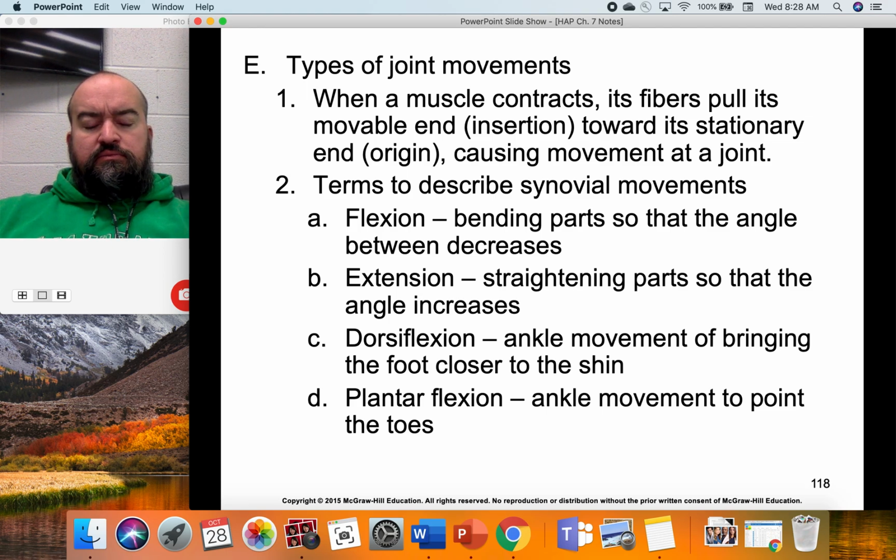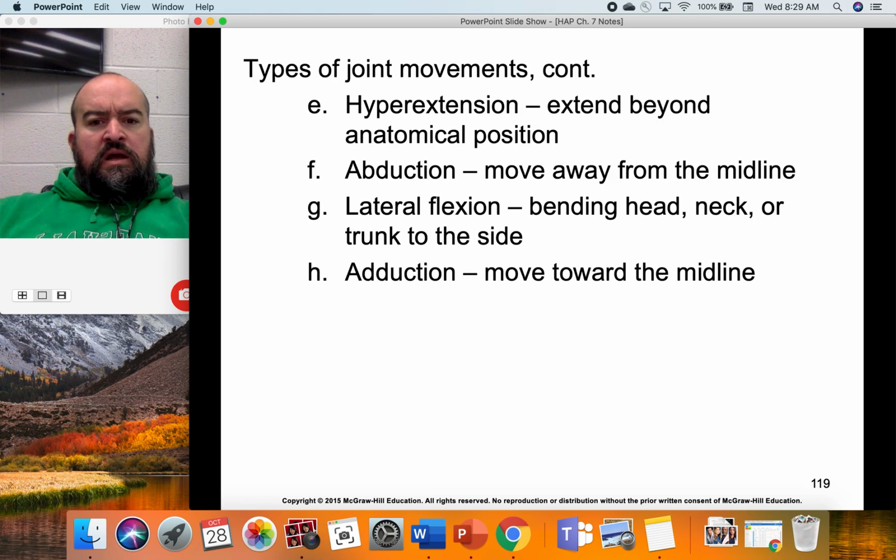Dorsiflexion is moving the top of your foot closer to your shin. So this would be like picking your foot up off of the gas pedal. Plantar flexion would be the opposite motion, pushing down on the gas, standing up on your tippy toes.